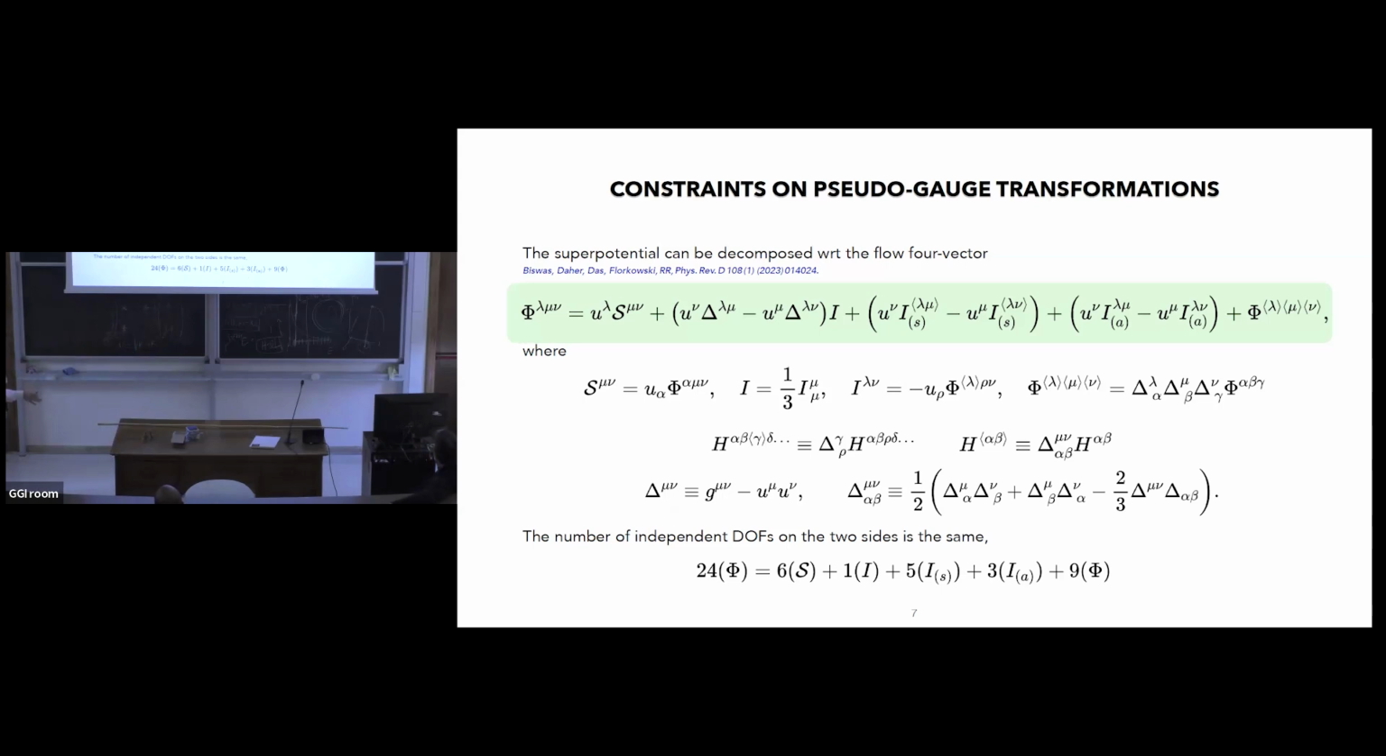You have these different pseudo gauges. You know the prescription: you just plug in the superpotential, and you get new currents. So you may ask yourself a question as follows. You can decompose this superpotential with respect to the flow velocity. This is an identity. Basically, you decompose along and orthogonal to the flow velocity, and you get this decomposition. The first part people used to call the phenomenological part, and then there are these different parts. But basically, this is an identity.